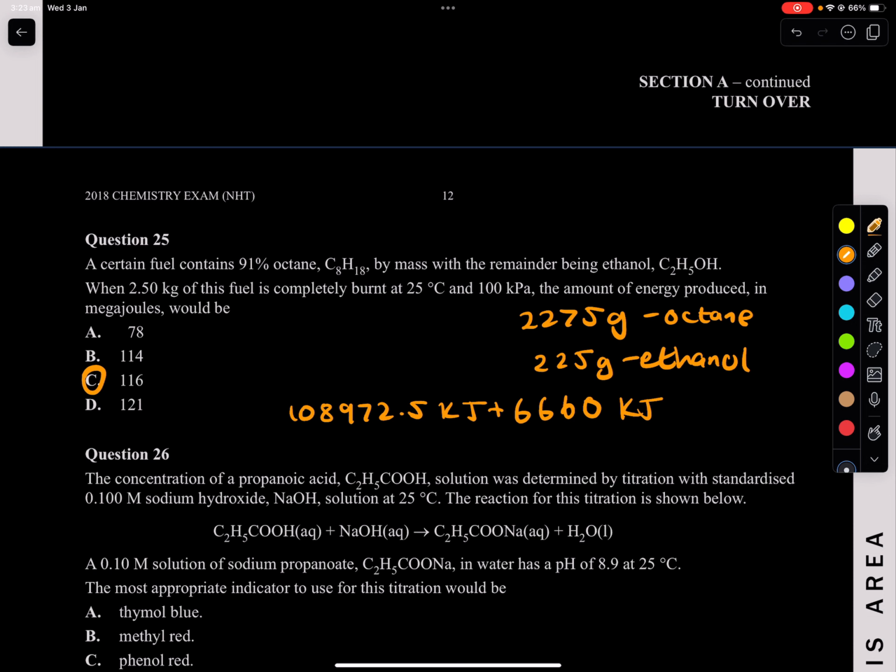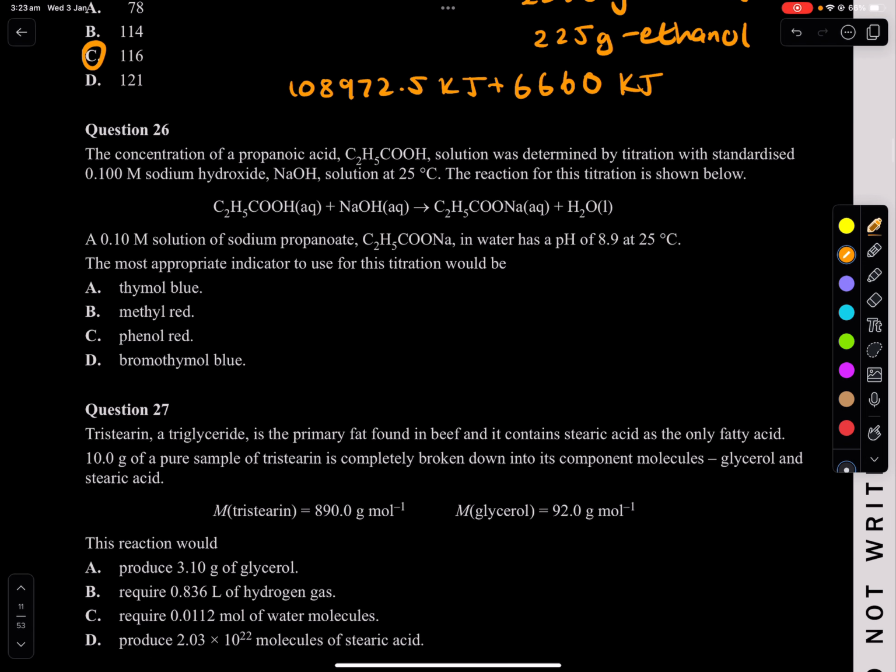So 25C. The concentration of propanoic acid, which is this solution, was determined by titration with standardized sodium hydroxide. So, okay, solution at 25 degrees Celsius. The reaction for this titration is shown. Perfect. A 0.1 mole solution of sodium propanoate, which is that, in water has a pH of 8.9 at 25 degrees Celsius. The most appropriate indicator to use for this titration would be what?